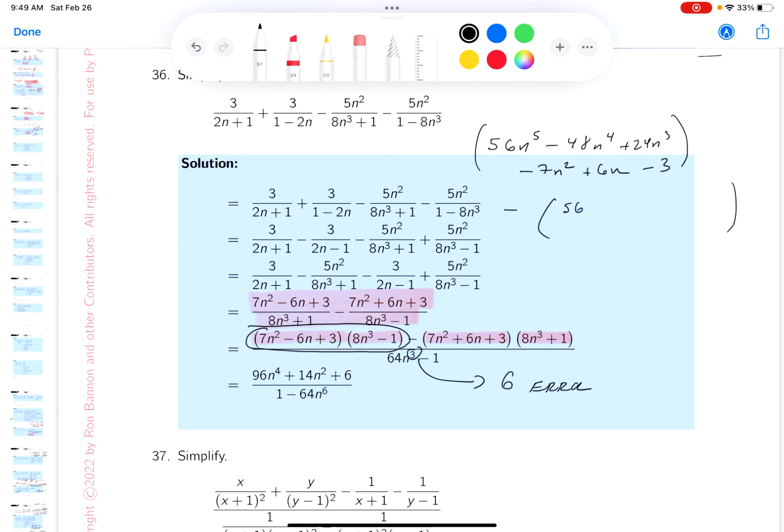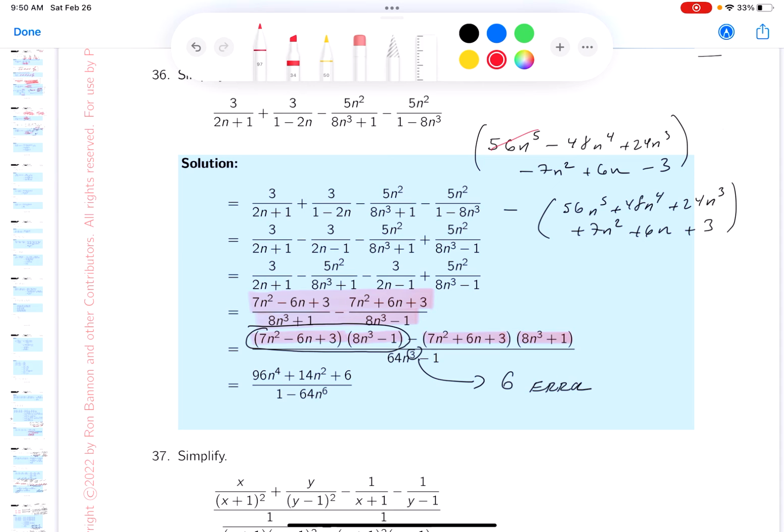56 and 5. And then you're going to get 48 and 4. I'm just multiplying. And then you can get 24n cubed. Let's keep moving. Then you can get 7n squared plus 6n. And then what are you going to get? Let's be very careful about that. You're going to get plus 3. Well, I've got to subtract, and let me get my red pen out.